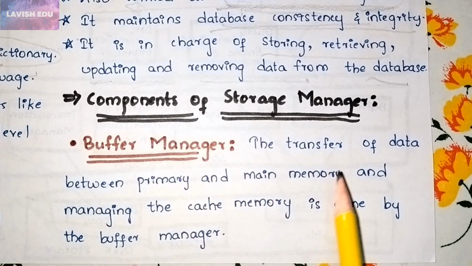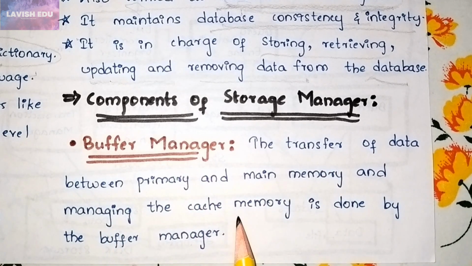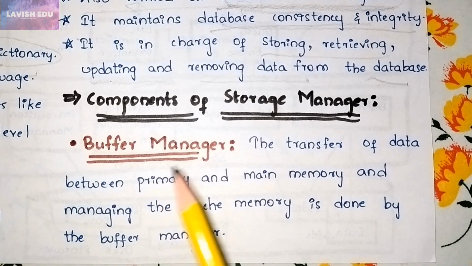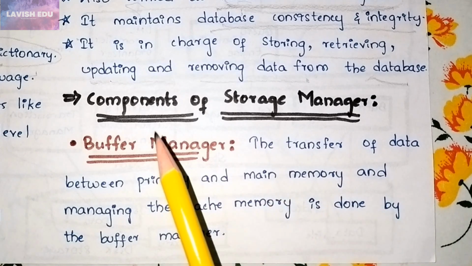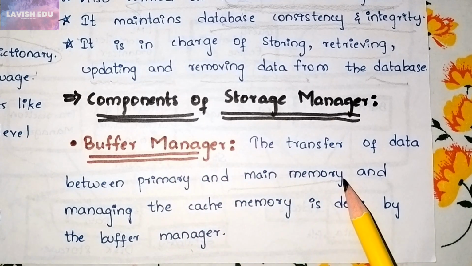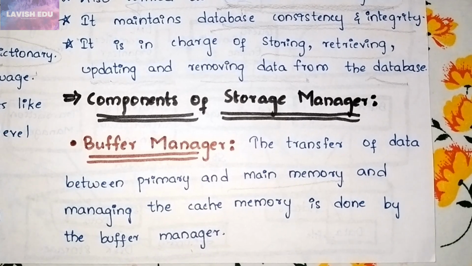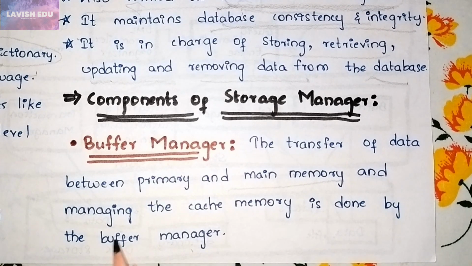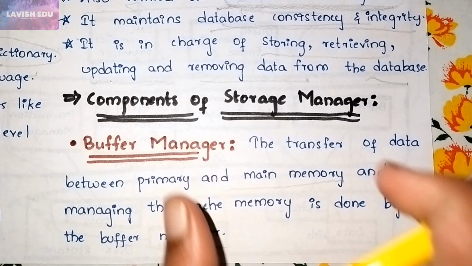The transfer of the data between primary and the main memory and managing the cache memory is done by the buffer manager. So data which is to be stored permanently is to be stored in the main memory, but the data which we want for little use or only for specific necessary use should be stored in the cache memory. If we want some data which is stored in the cache memory, then we can certainly approach this buffer manager. Okay.